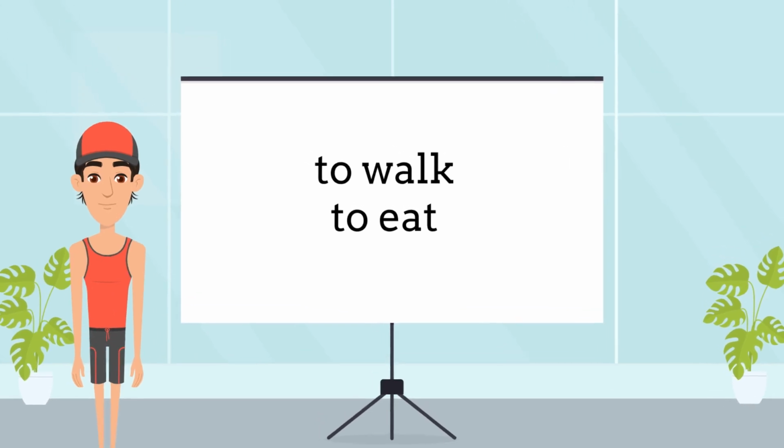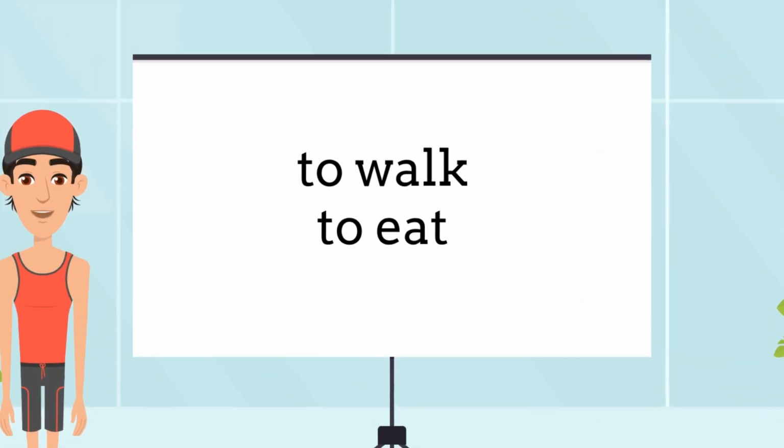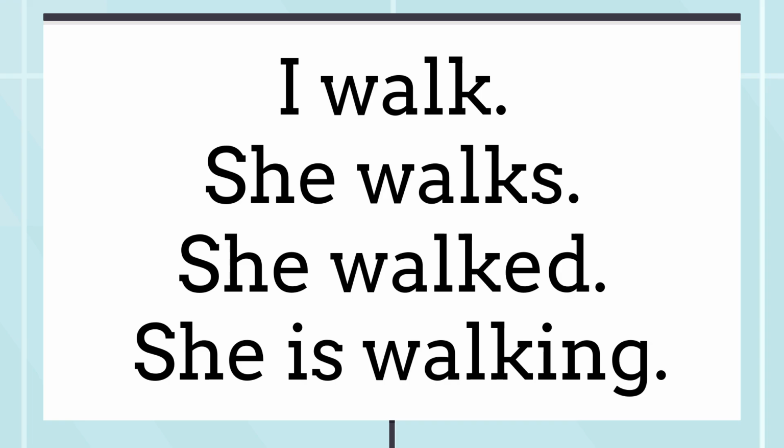Verbs are the action in a language. They have a base form called the infinitive form. In English, we put the word "to" in front to make the infinitive. To walk, to eat. However, when we actually use the verb, we have to change it. Watch some changes: I walk, she walks, she walked, she is walking. These changes are called conjugating a verb.